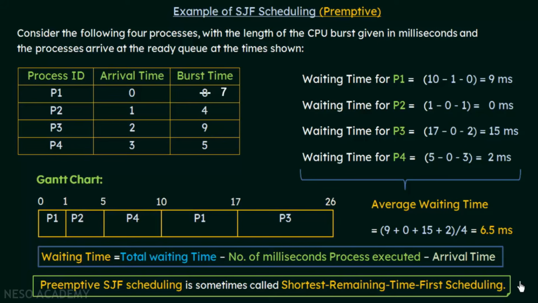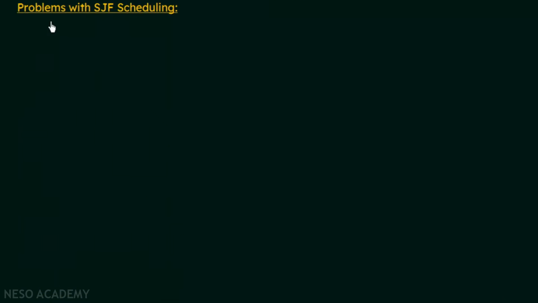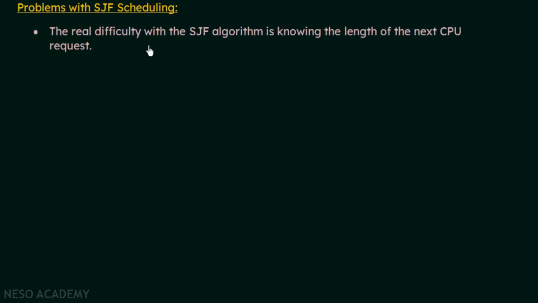Alright, so we saw that SJF scheduling algorithm is good and it is performing well, but does it have any disadvantages as well? Let us try to find that out, and let us see what are the disadvantages of this SJF scheduling algorithm. So here we will discuss the problems with SJF scheduling. So the problem is, the real difficulty with the SJF algorithm is knowing the length of the next CPU request. So we saw that SJF scheduling algorithm is the one in which the process having the next smallest CPU burst will get the CPU first.